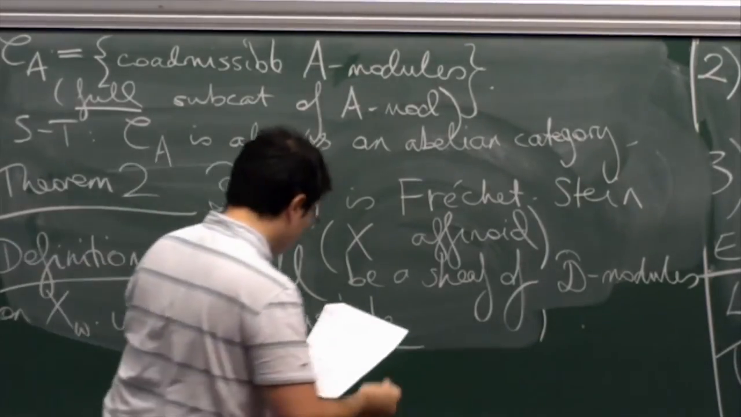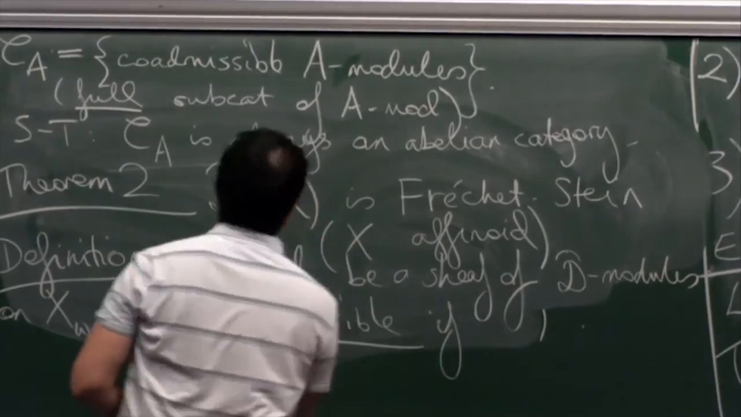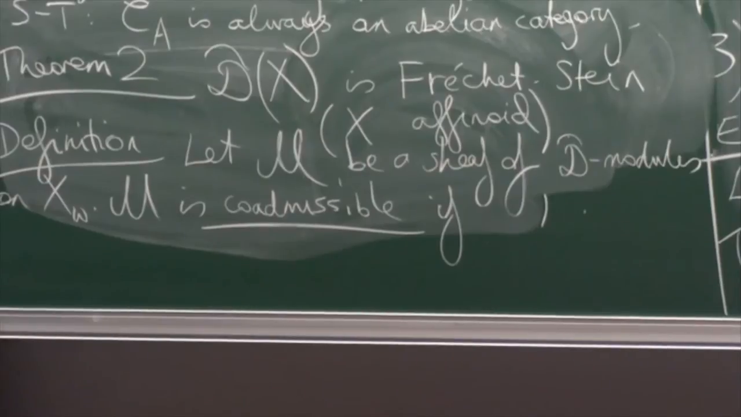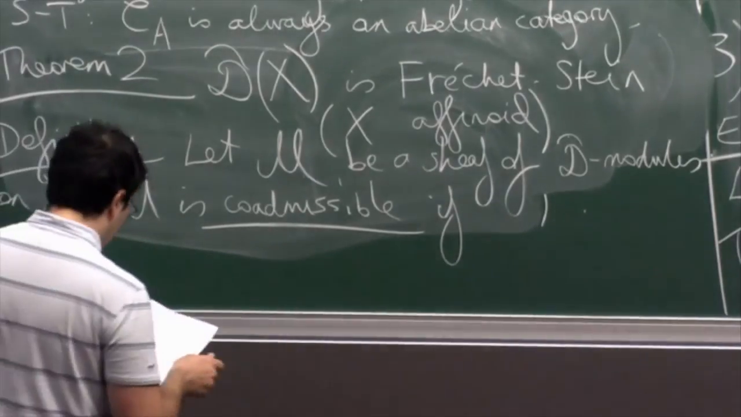M is co-admissible if, well, obviously I would want its sections on the affinoid to be co-admissible in the sense I've just defined, but I do need an extra condition which is analogous to quasi-coherent in the algebraic geometry world.